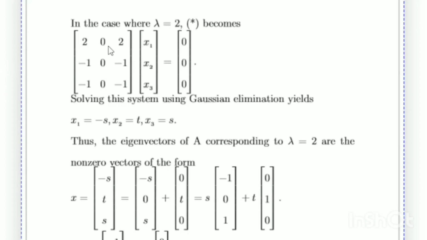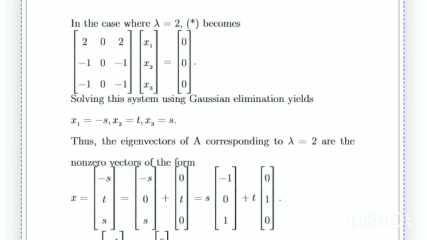So that will give you this matrix 2, 0, 2, minus 1, 0, minus 1, minus 1, 0, minus 1, and the vector x1, x2, x3 equal to 0. By solving this by Gauss elimination method, you will get x1 equal to minus s, x2 equal to t and x3 equal to s, because 2 is a double root. You will get 2 eigenvectors from there. That is, x equal to (minus s, t, s).